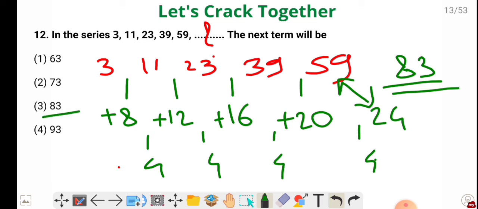First there is a difference of 8, then 12, 16, 20, 24. It means every number which is added increases by 4. So just apply the identification of the patterns. Next question.